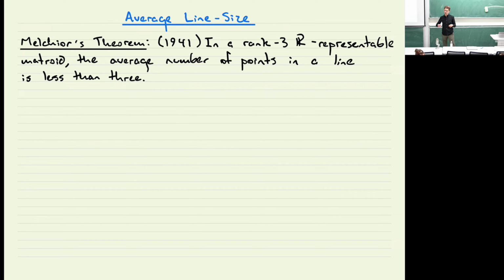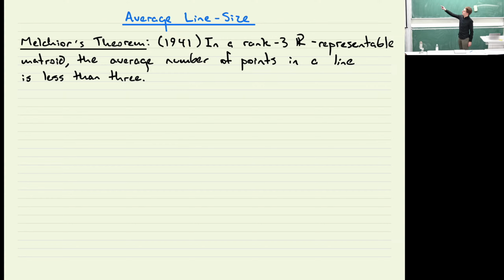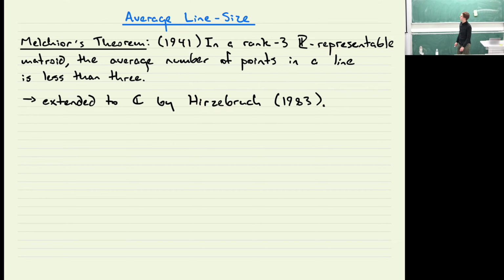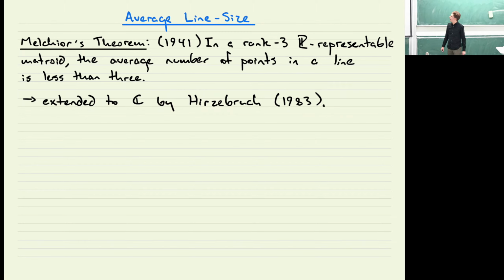So the average number of points in a spanned line, so long as your matroid isn't sitting in a line, is going to be less than 3. And 3 is best possible. So this is quite an impressive result. This result is only for the real representable matroids, though, but it was extended to the complex setting by Hirzebruch in '83. And I should have written there that Hirzebruch's bound was 4, which is also very impressive.